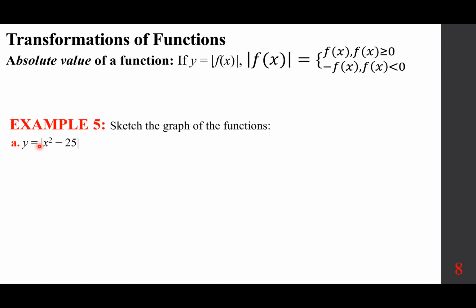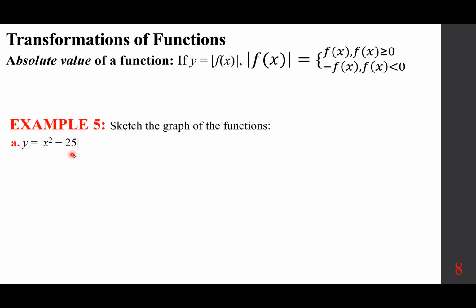All right. So if we want to graph y equals absolute value of x squared minus 25, here's the process, everybody. We're going to graph it as follows. The part of the graph of f of x that lies above the x-axis doesn't change, remains the same. The part that lies below the x-axis is reflected about the x-axis.